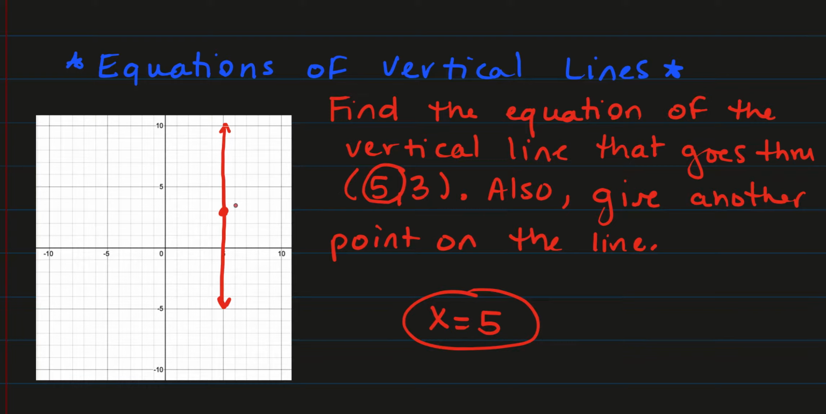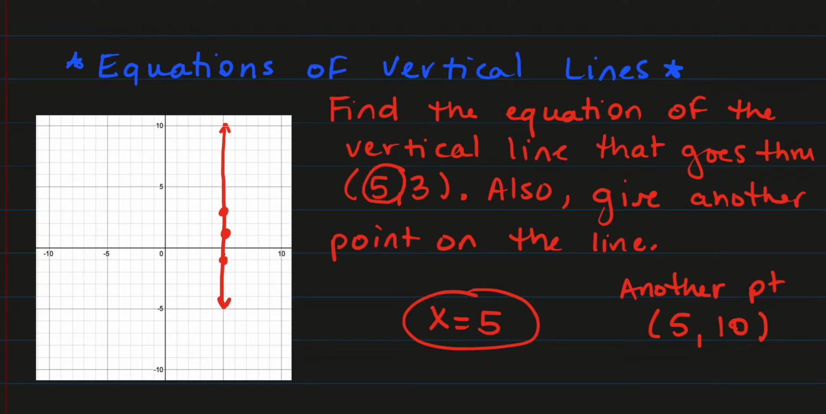Now notice that for a vertical line, the x-coordinate is fixed, but the y-coordinate varies, because you can see that every point on this line, its x-coordinate is going to be 5, but this y-coordinate can be anything. So to give another point on the line, you can say another point would be (5, any number you want). So we could put a 10 here, because you can see that we pass right through (5, 10). You could put -50, 1,000, any number you want for the y-coordinate, because it's going to go through that point.